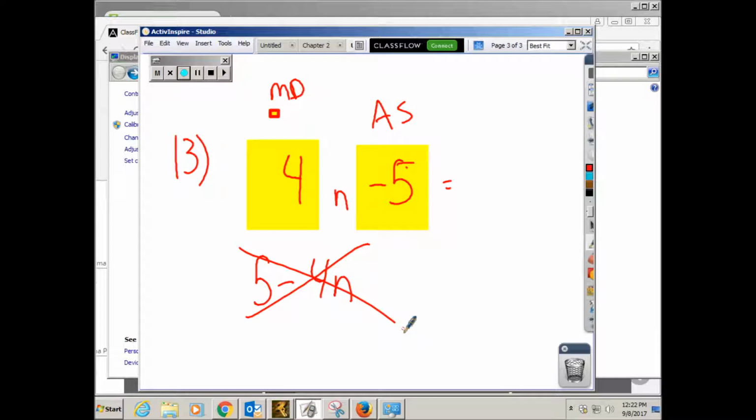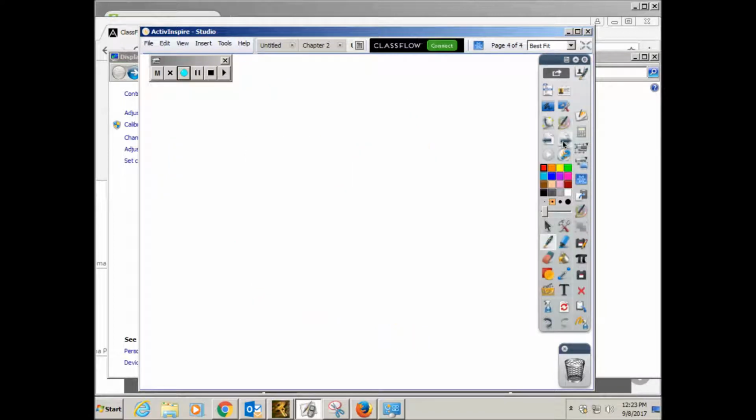Okay? Bowling. Fantastic Pins Bowling Alley charges $250 for shoe rental plus $325 for each game. Write an expression to represent the cost to rent shoes and bowl G games.